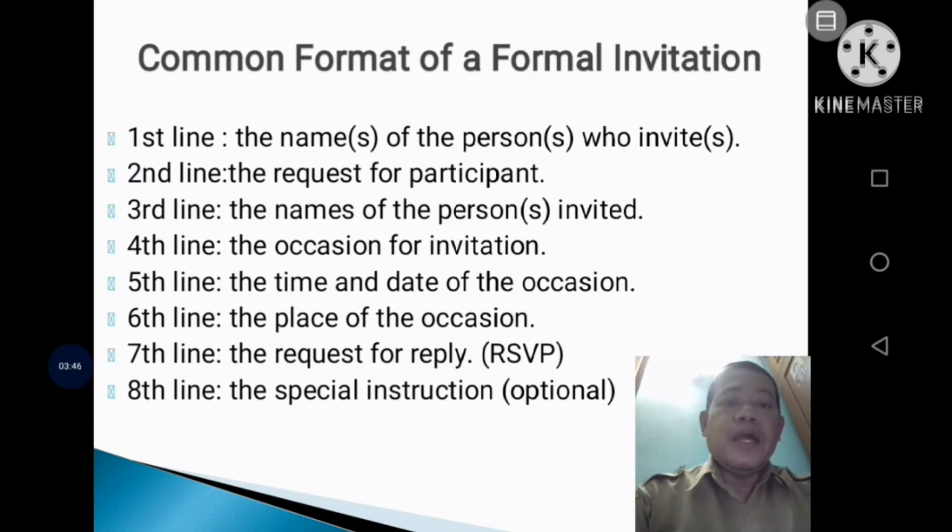And then the seventh line is the request for reply, or RSVP. And the eighth line is optional. It can be stated or not. It is about the special instruction.